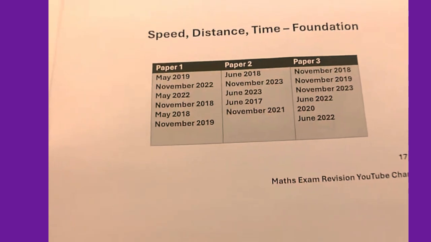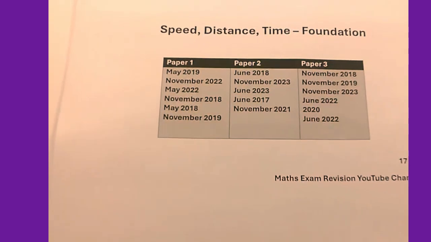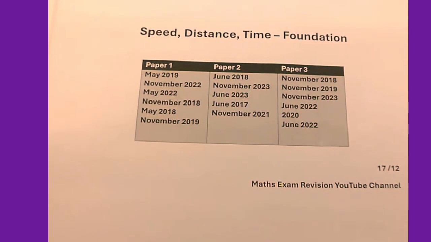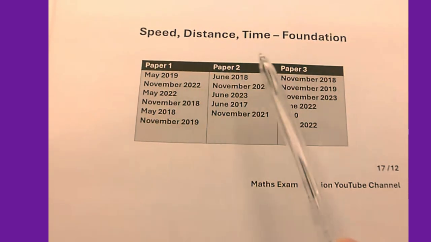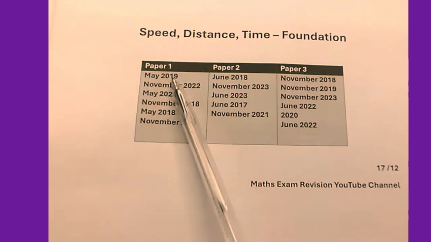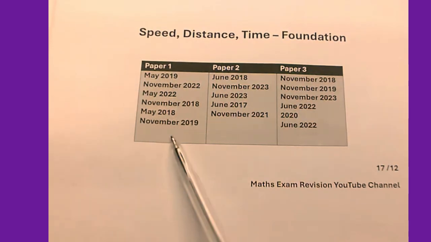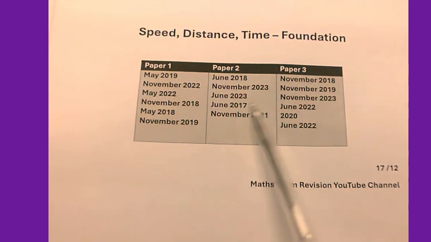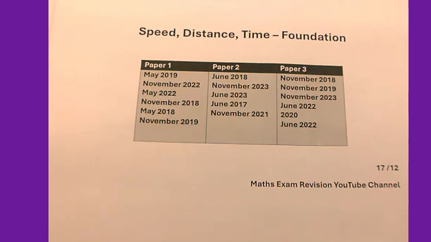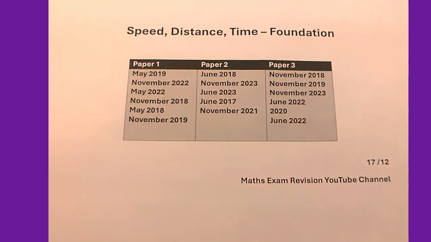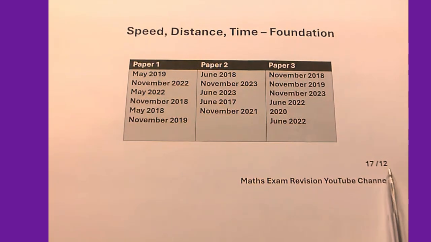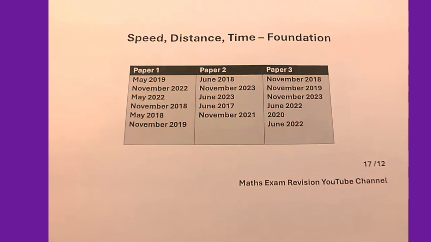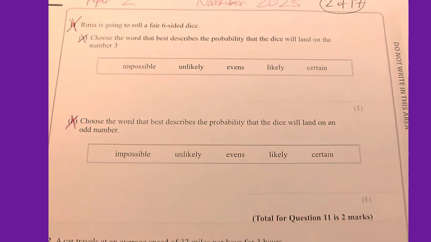Well, before we do that, here is an analysis of exam papers that I've looked at, and you can see that in Foundation, it comes in paper 1, as well as paper 2 and paper 3. So it comes in all papers. So this is a calculator and a non-calculator topic. And I looked at 12 sets of exam papers and there were 17 questions. So you can see how popular this topic is.